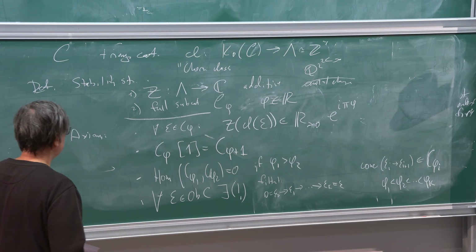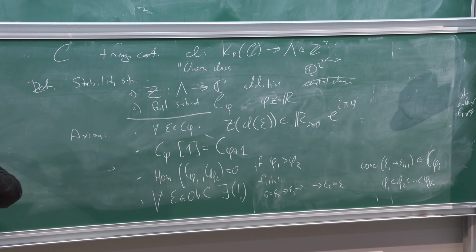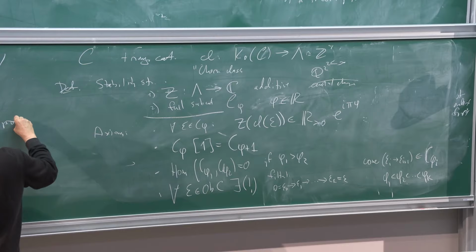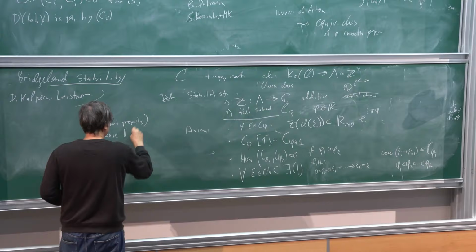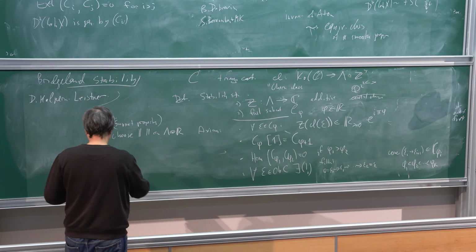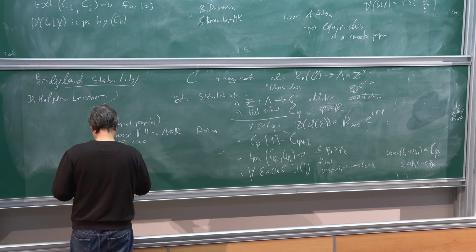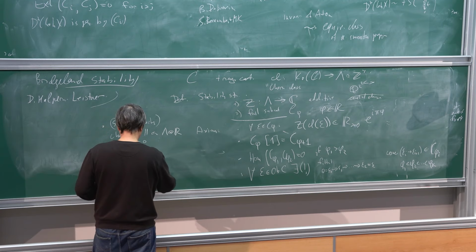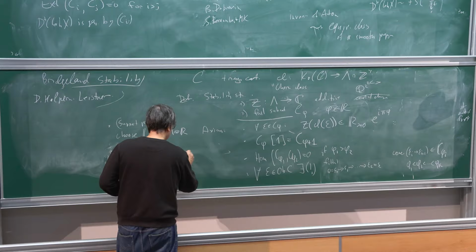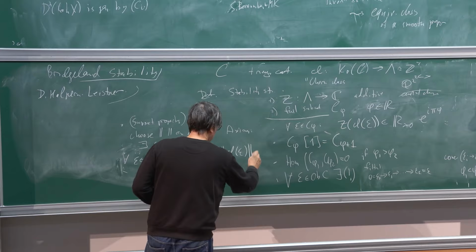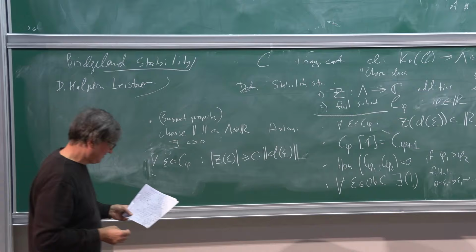And finally, there is some technical axiom called the support property. Choose a norm on the real vector space. Then there exists a constant C such that for any object in any of these categories, the absolute value of this complex number is bounded by C times the norm of the class of A. If you haven't seen it, you will not understand anything.